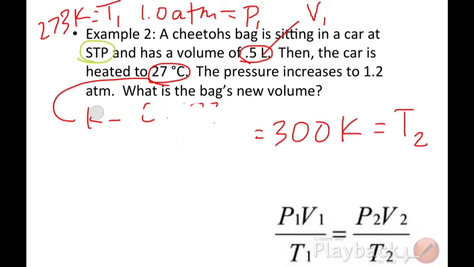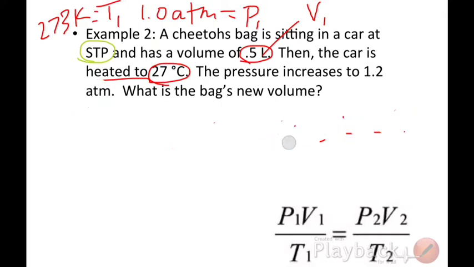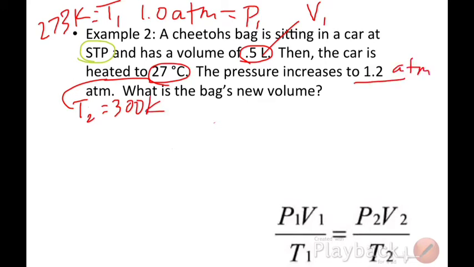We're going to just make some room here. Okay, 300 Kelvin is our T2. So we'll just fill this in. T2 equals 300 Kelvin. Okay, the pressure increases to 1.2 atmospheres. That's P2. What's the new volume? V2 is what we're solving for.